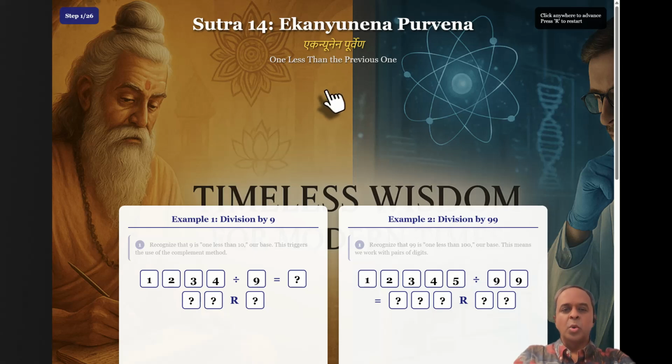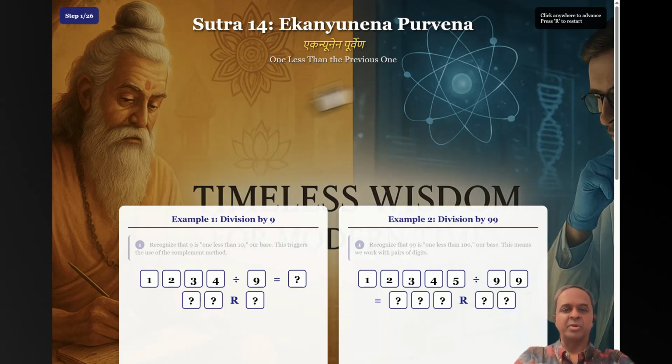Hello. So let's look at the last sutra, which is Sutra 14, Ekanyunena Purvena, and this translation basically means one less than the previous one, right? One less than the previous one.